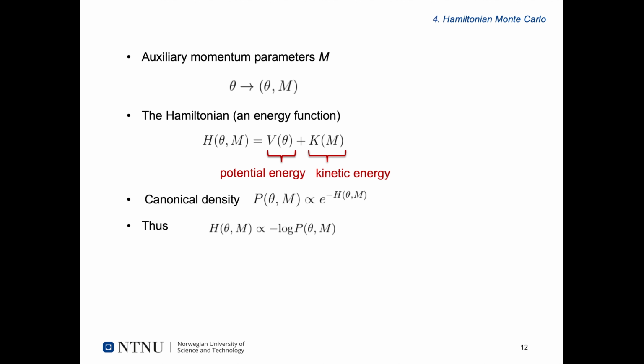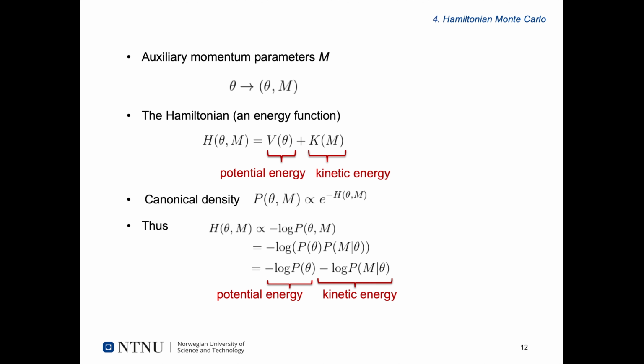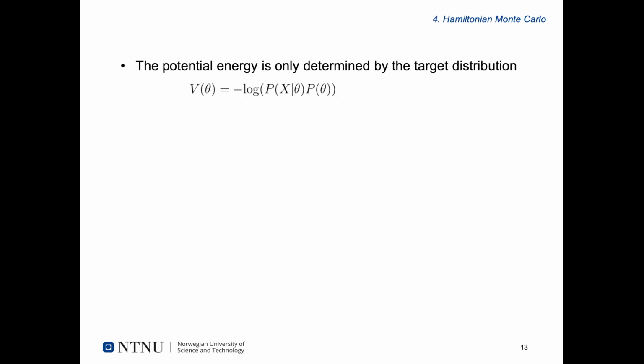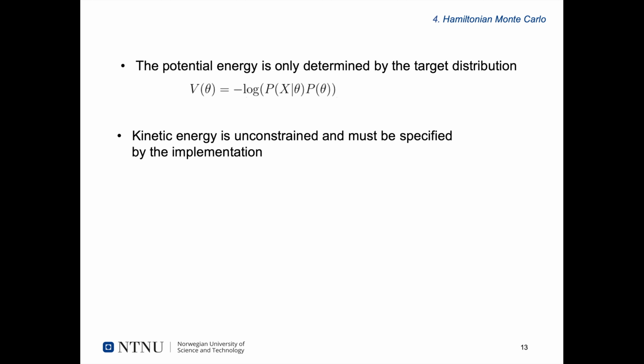Because of the decomposition of the Hamiltonian, the joint density decomposes into two terms. One is minus log of probability density of theta, and another one is the minus log of probability density of m conditional on theta. We find that these two terms correspond to the potential energy and the kinetic energy. The potential energy is only determined by the target distribution, but the kinetic energy is unconstrained and must be specified by the implementation, which is the first substantial degree of freedom in the Hamiltonian Monte Carlo method. That's the choice of a kinetic energy function.